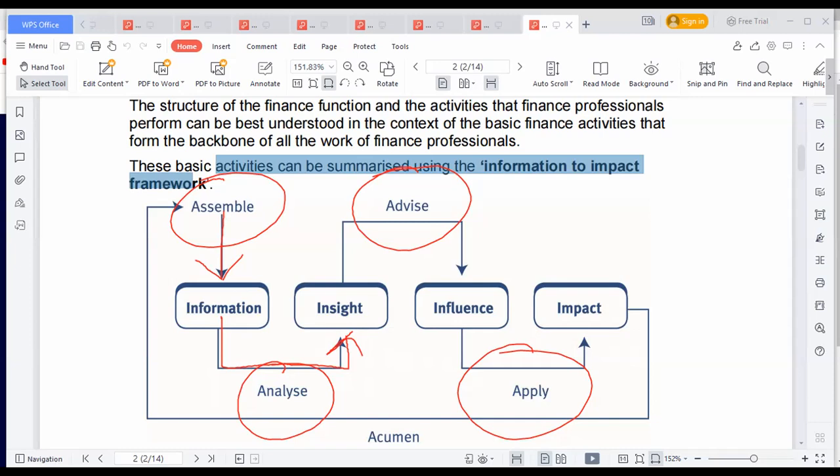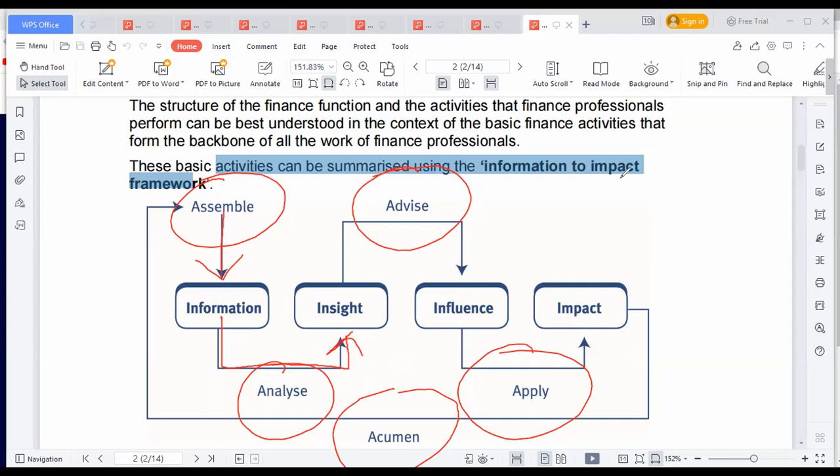You get the point? So we assemble information, and once we assemble the information, we analyze it in order to have a better understanding, which is an insight. Once we have an insight, we advise or influence management to apply what we provided to them in order to make certain decisions. The whole thing could be classified under what you call acumen. Okay, so that is basically the idea.